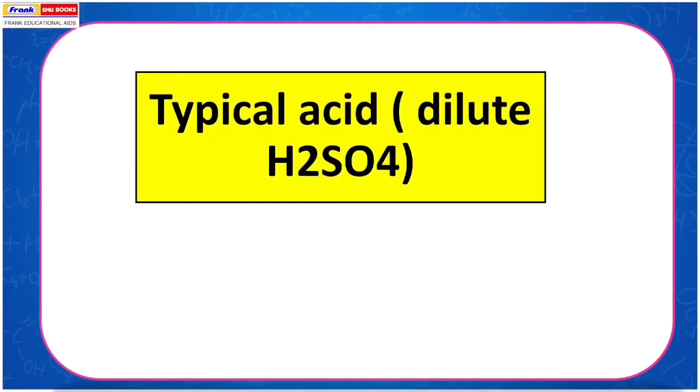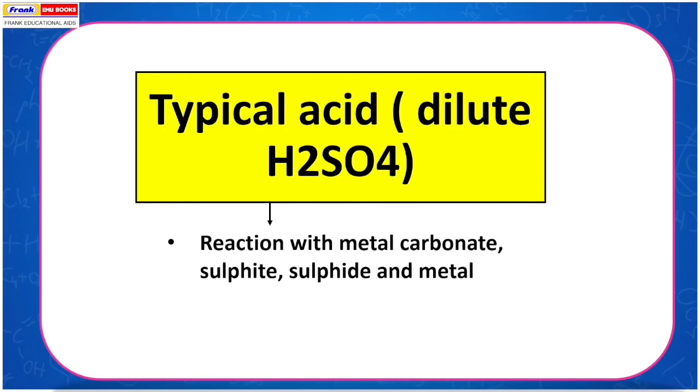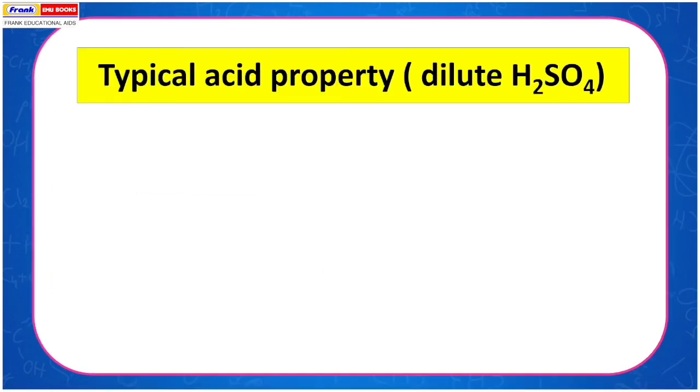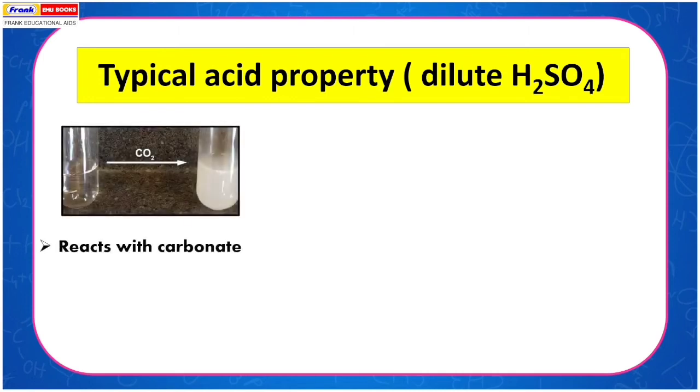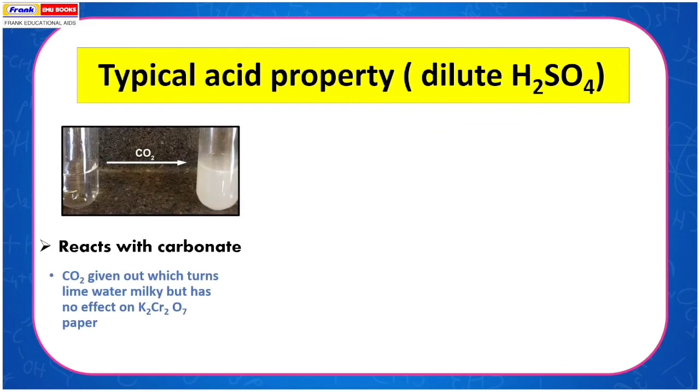Typical acid, dilute H2SO4, reaction with metal carbonate, sulfite, sulfide and metal. Typical acid property, dilute H2SO4: reacts with carbonate, CO2 given out which turns lime water milky but has no effect on K2Cr2O7 paper.